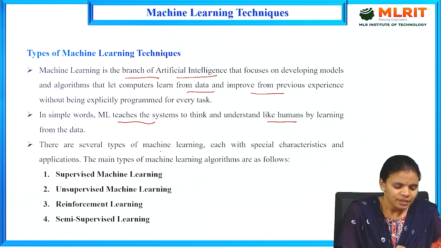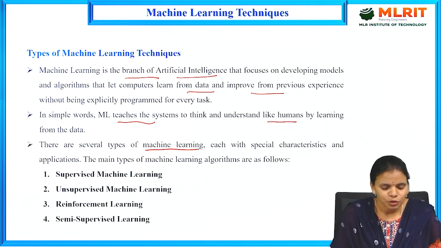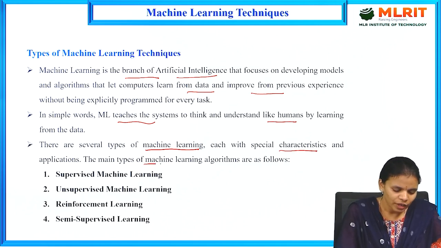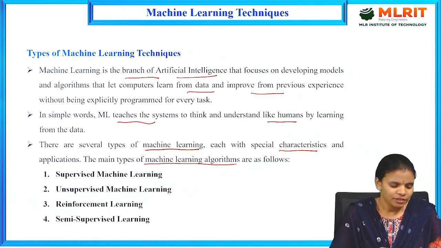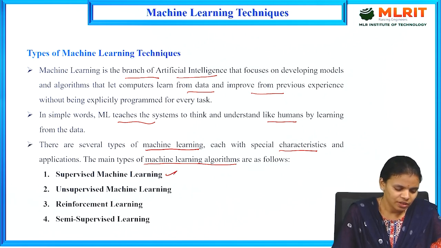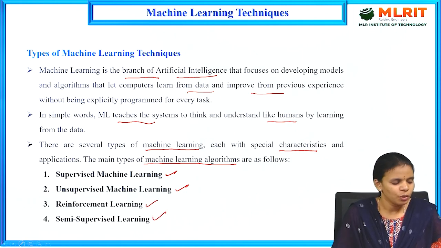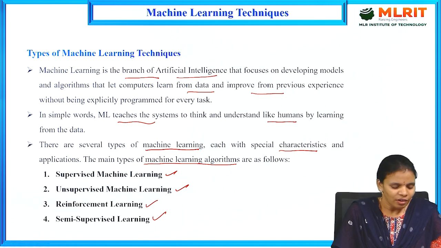Now there are different types of machine learning techniques, and each type has its own special characteristics and applications. There are mainly 4 types: the first one is supervised machine learning technique, second is unsupervised machine learning technique, the third is reinforcement learning technique, and the last is semi-supervised learning technique. We'll discuss each learning technique individually.